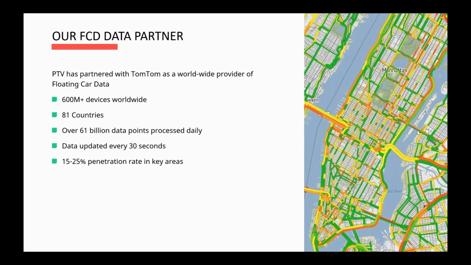They, of course, have 600+ million devices worldwide in 81 countries, with over 61 billion data points processed daily. That data is updated every 30 seconds. So all that means is that we're getting a streamlined and reliable flow of data into our platform that results in about 15 to 25% penetration rates in key areas such as densely populated metropolitan areas. This is a metric that really stood out to us, particularly in comparing to other providers, as penetration rate is ultimately what stands the test of time when it comes to floating car data.